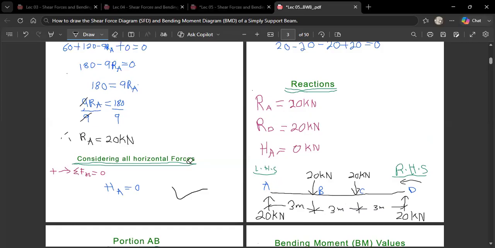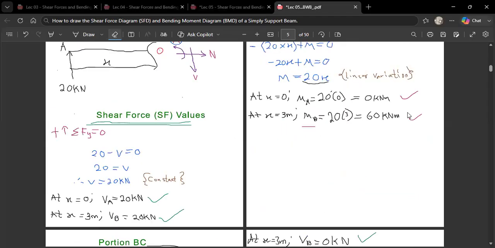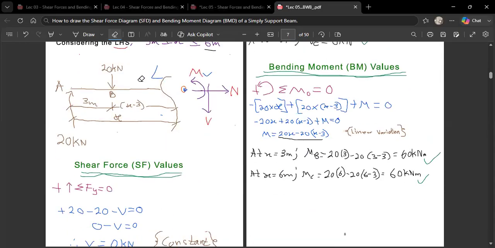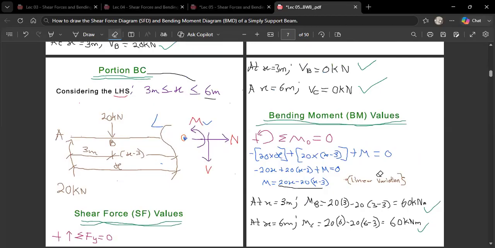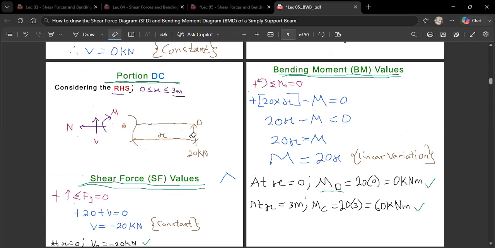You write your reactions again, draw a free body diagram, and then you attach the forces to it. You take the cut at portion A, B, and calculate its shear force and bending moment. You take the cut at portion B, C, and also solve for its shear force and bending moment values. You take the cut at portion D, C. You can choose to consider the left-hand side or the right-hand side. To make life easier, I chose the right-hand side because this diagram is very simple. So I took the right-hand side, and then I calculated the shear force value.